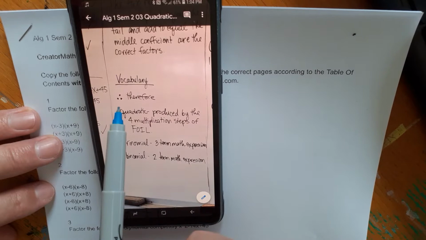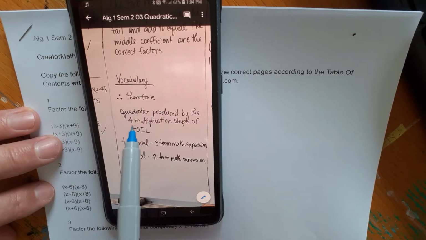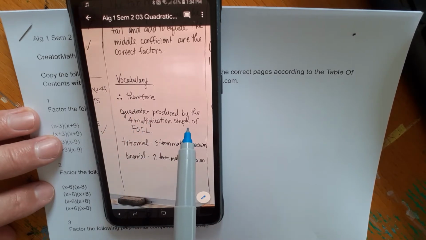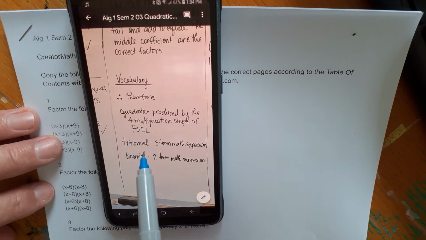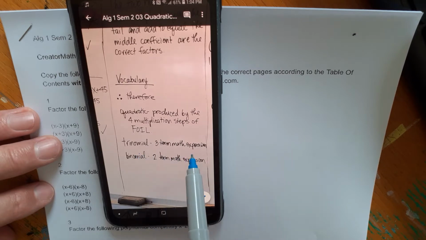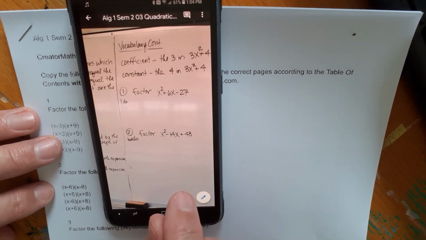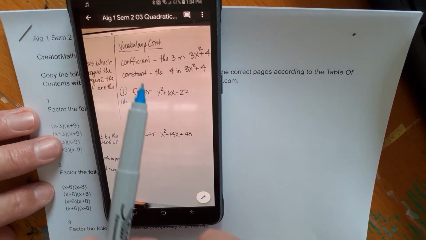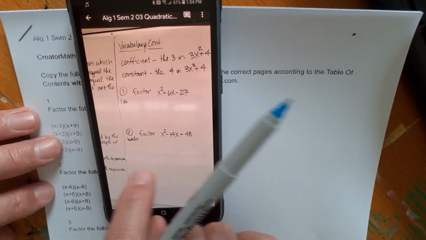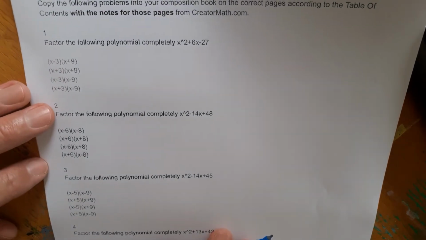There's some interesting things in here. A quadratic is that produced by multiplication steps, FOIL. A trinomial is, a quadratic is also anything to the power 2. A trinomial has 3 terms. It's a 3-term expression. A binomial is a 2-term expression. Some other things in your notes will help you understand these problems, right? Explanation of a coefficient, a constant, and some problems to work with. So as we work through the problems, those notes will help you, but that just explains what that is.